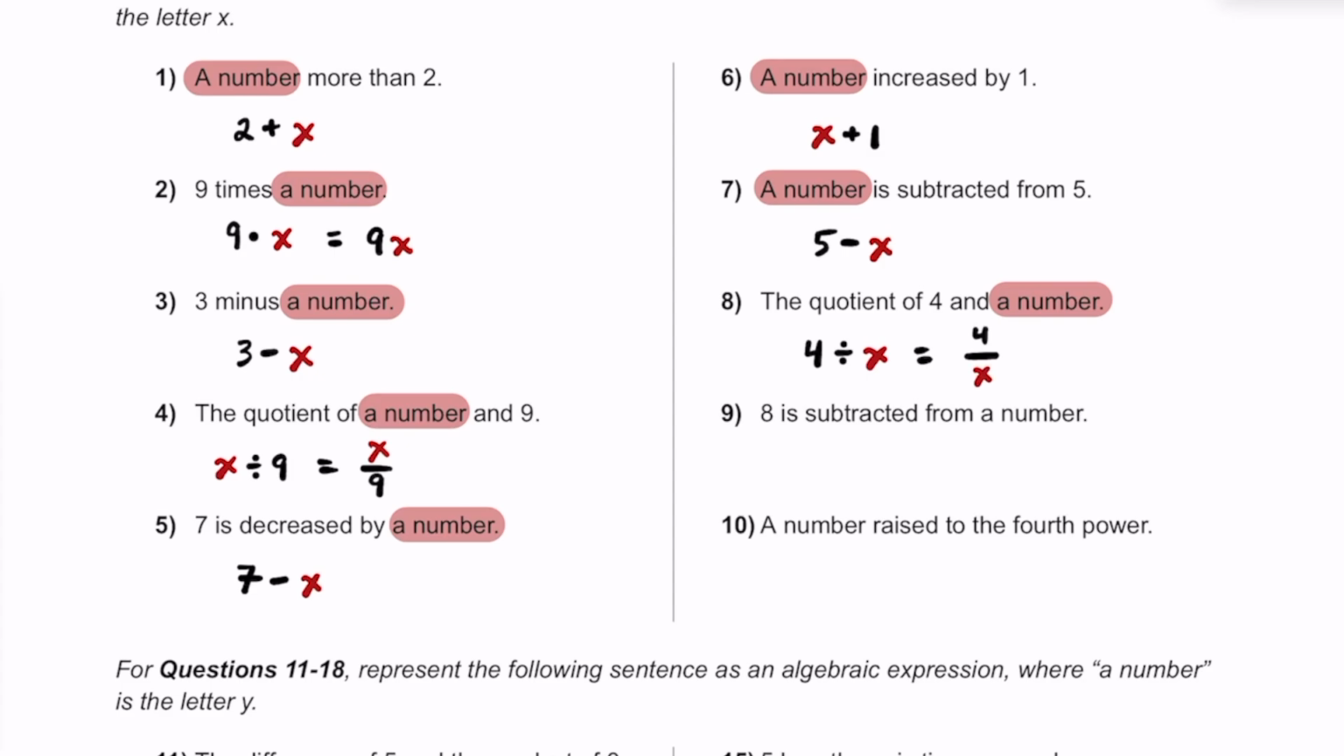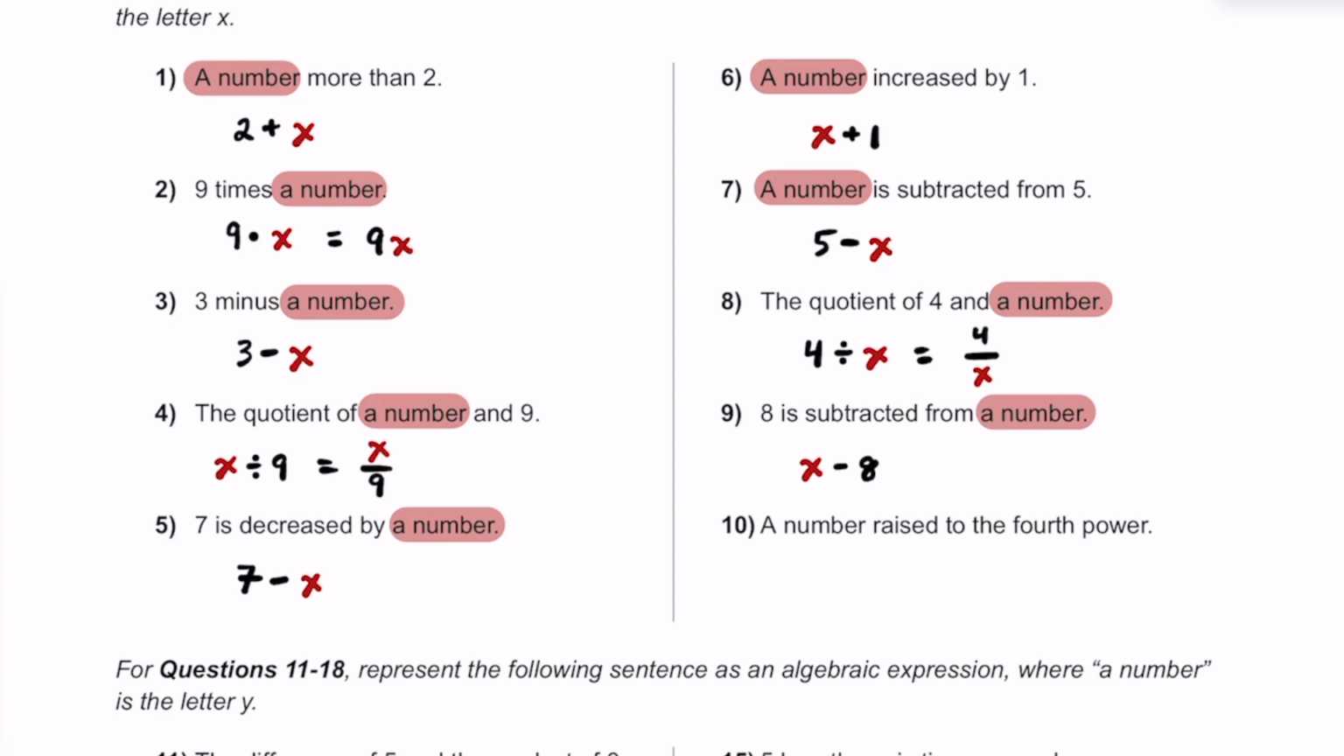For number 9, we have 8 is subtracted from a number. So here is a number, that's going to be x. 8 is being subtracted from it, right? So that means that we have this x here, and we're going to be taking away 8 from that number. So when it says from, that's going to be 8 is being taken away from it. So it's x minus 8, with the 8 written afterwards, okay?